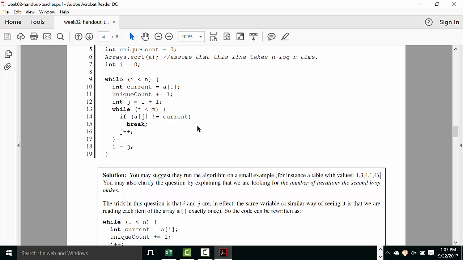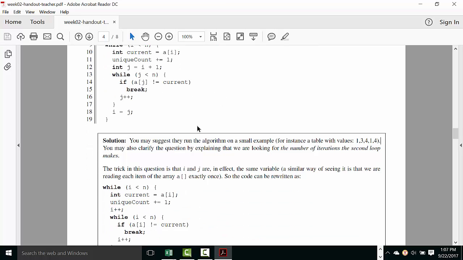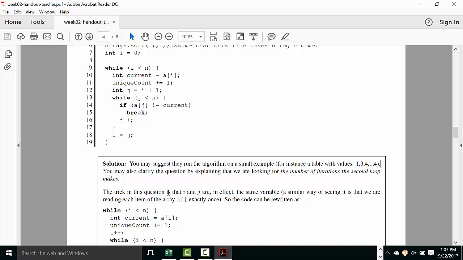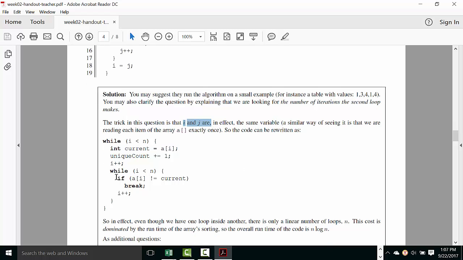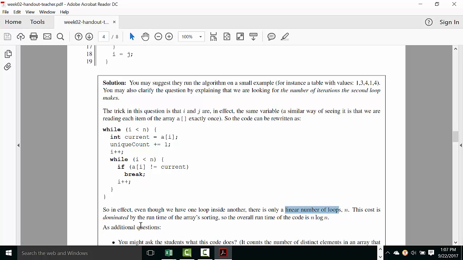If you really carefully look at this code, the trick in this question is that i and j are in effect the same variable. That's why we don't multiply, and therefore both loops only run a linear number of times, n. So the cost is dominated by the runtime of the array sorting. So the overall code is n log n. We know the array sort would be n log n, the best sorting, and these two loops only do n things.